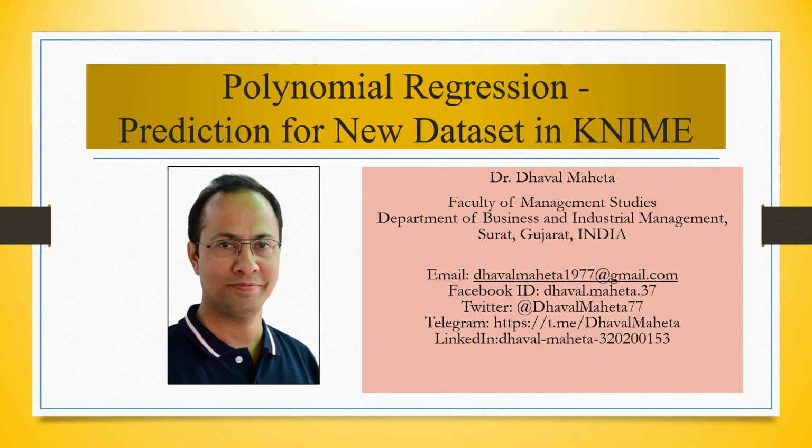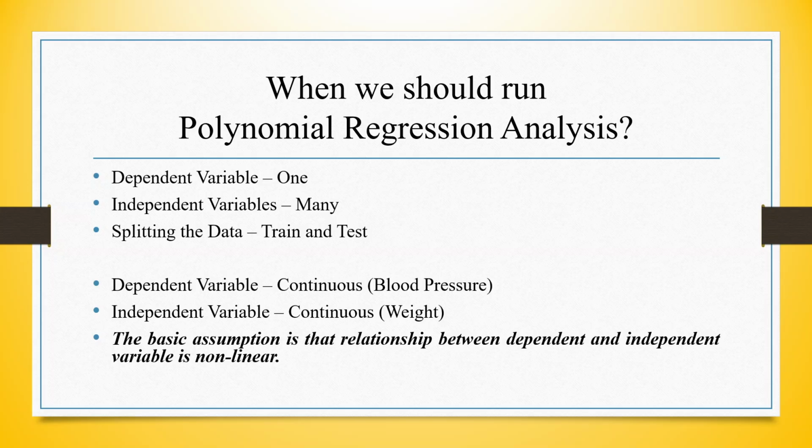Today we are going to discuss how to do the prediction for a new dataset using polynomial regression in KNIME. In polynomial regression analysis, our basic assumption is that the relationship between the dependent and independent variable is non-linear. All other things remain the same, that is, one dependent variable. There can be many independent variables. And it is necessary that the dependent and independent variables are both on a continuous scale. Examples of a continuous scale are blood pressure, weight, and height.